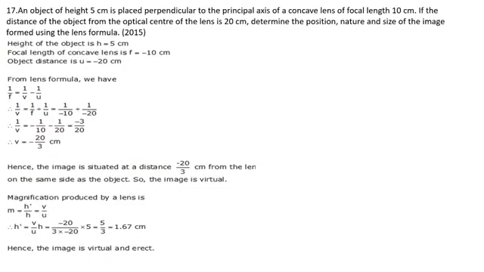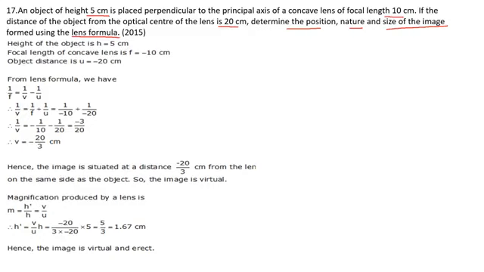Coming to the next question. An object of height 5 centimeter is placed perpendicular to the principal axis of a concave lens of focal length 10 centimeter. If the distance of the object from the optical center is 20 centimeter, determine its position, nature and size of the image formed using the lens formula. Before this question, we have done a question where we have used the mirror formula. So in mirror formula, what is the mirror formula?